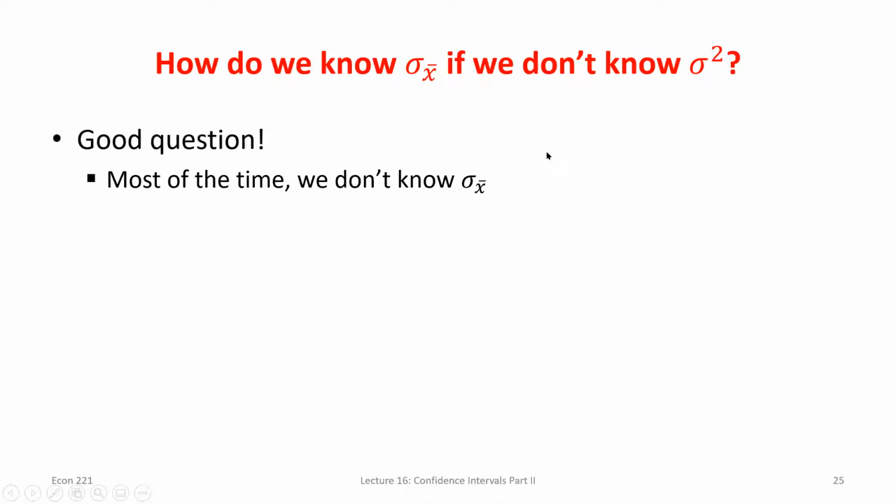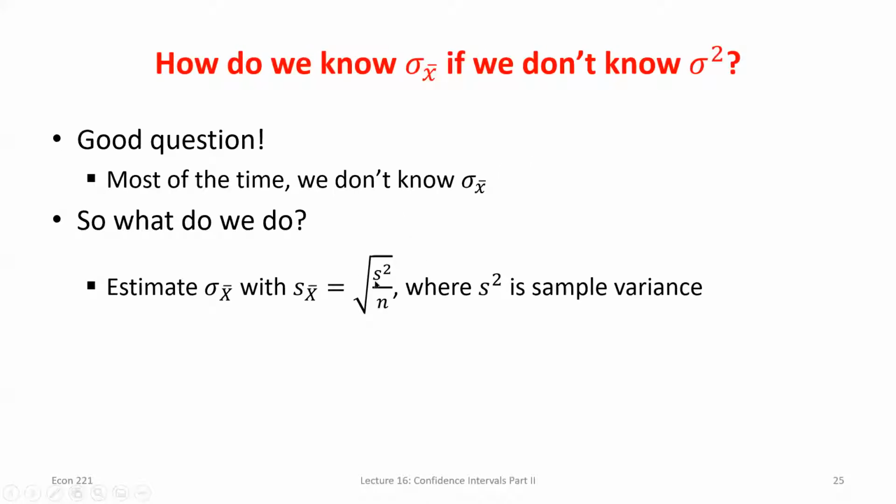Right? Now, similar to the proportion, we basically just use our sample variance as the best estimate for what the population variance is. Right? We look at our sample, calculate the variance, okay, well, that's the best guess we have about what the population variance is, so we'll use that.